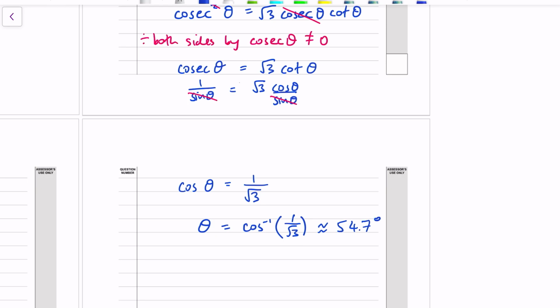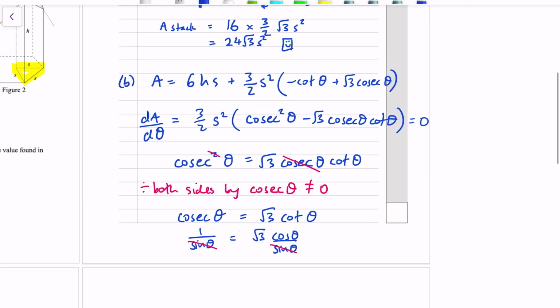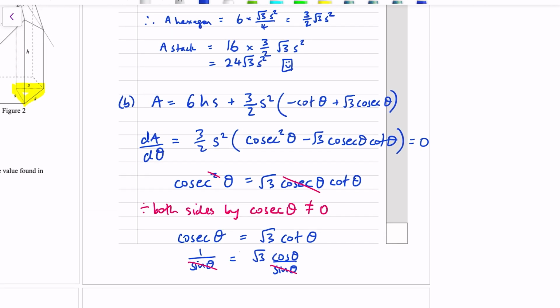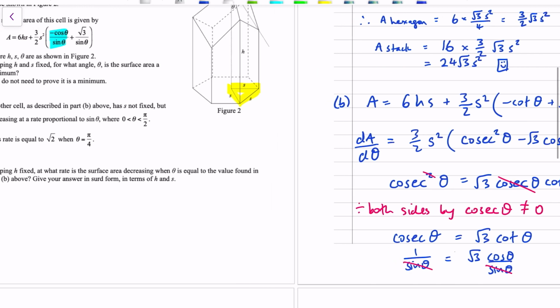If it asked us to find or show that we've got a minimum, we would need to go back to our first derivative and try a value of theta slightly above and slightly below the answer and see that the gradient changes sign and determine whether it's going down then up or up then down. Or the second derivative test if you wanted to.